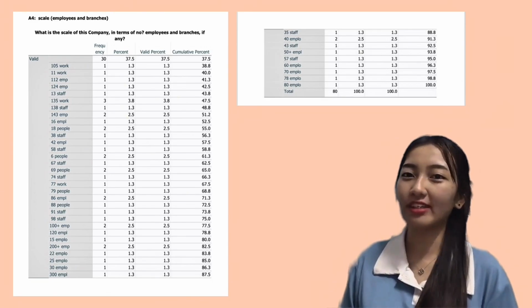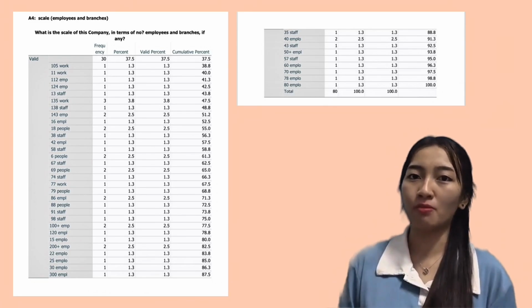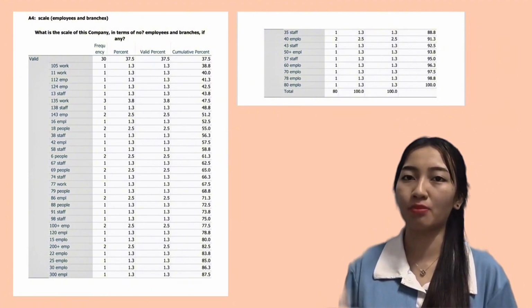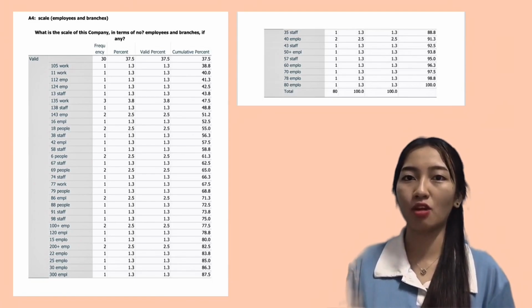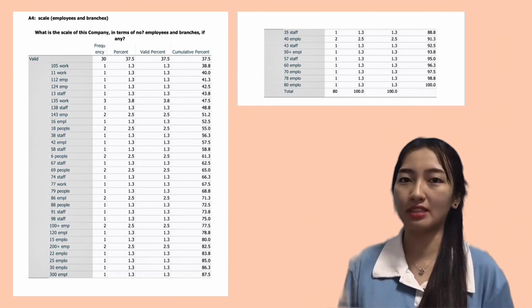Next, the number of 135 employees appeared 3 times, making it the most frequently mentioned. Other commonly reported sizes include 100, 143, and 86 employees, each with two responses. This suggests that many of the respondents work in mid-sized companies.